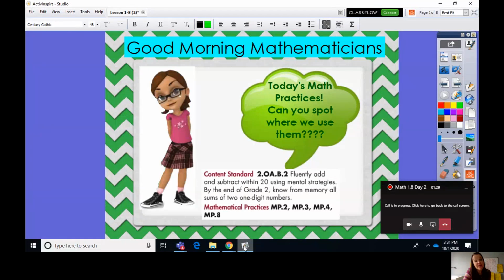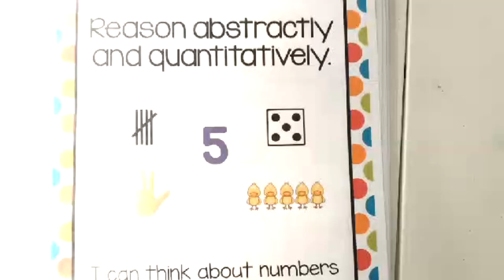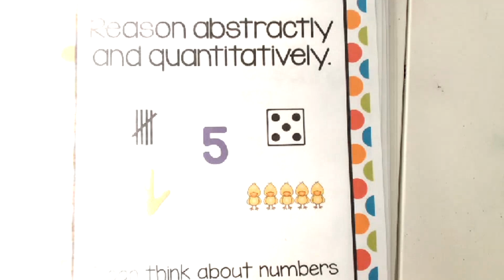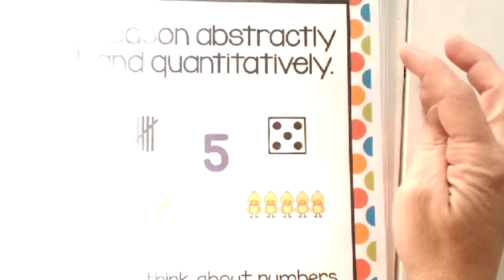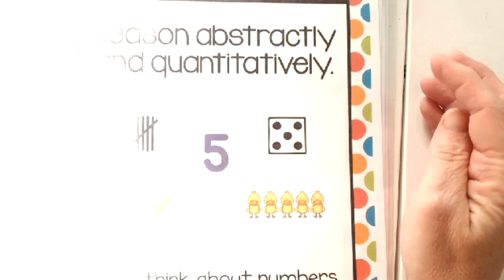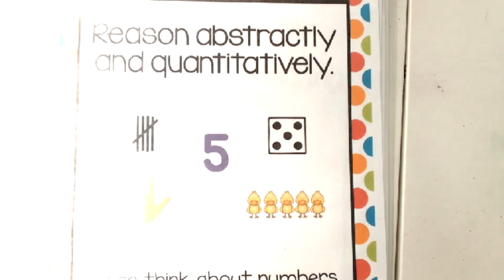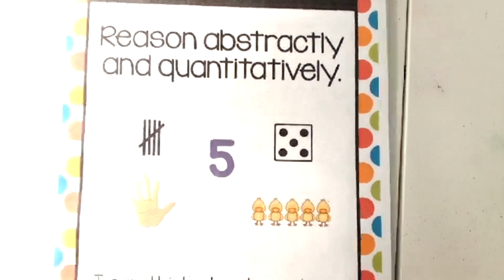First, we are going to look at our math practices. These are the same math practices from yesterday. Math practice 2, 3, 4, and 8. And let's go over each one of them. Math practice 2, reason abstractly and quantitatively. I can think about numbers in many ways. A 5 is a number, 5 fingers, tally marks, dice. Think about numbers in many ways.